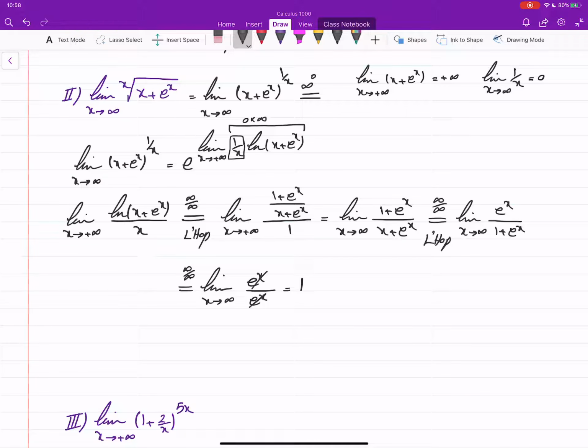And here it is very important. What we found is not the original limit. This is just the power of e. Now we found that the limit at the power is 1, so we get e, and as a result, the original limit we were looking for is e.